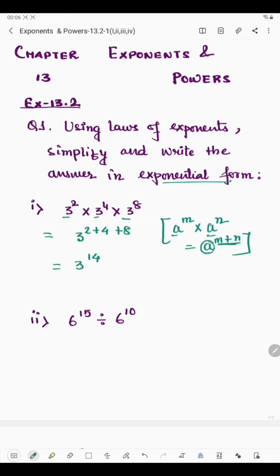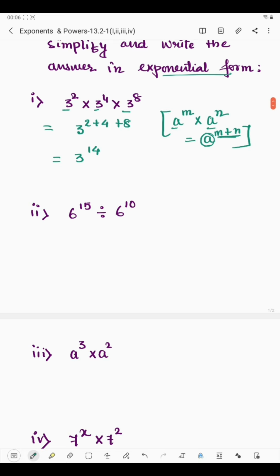Now coming to the next part. In the next part we have 6 raised to the power 15 divided by 6 raised to the power 10. Now when we have same base, suppose a to the power m and a to the power n, in which we have same base and in between divide sign is there, then powers will be subtracted.